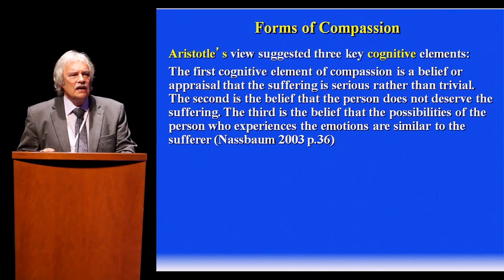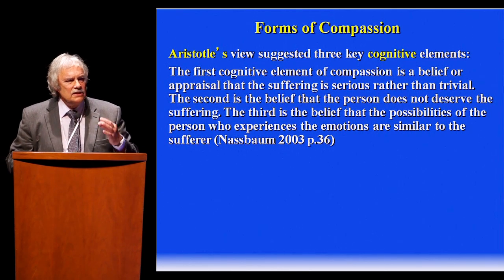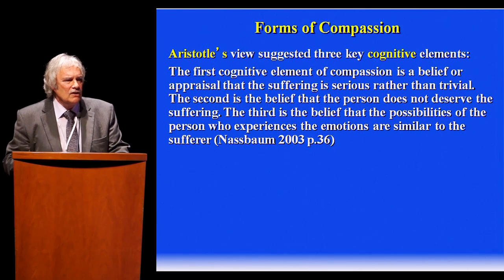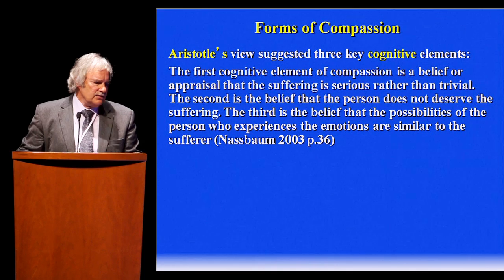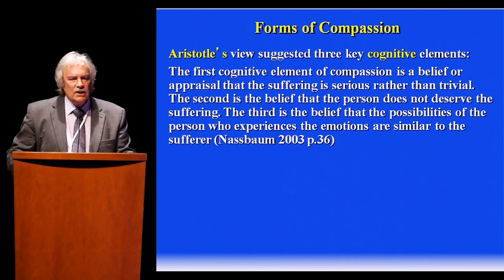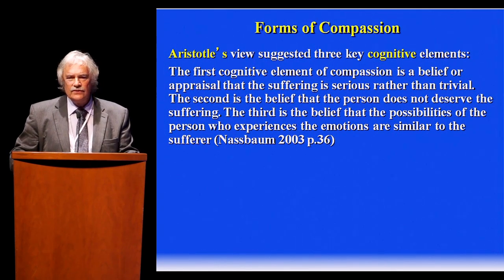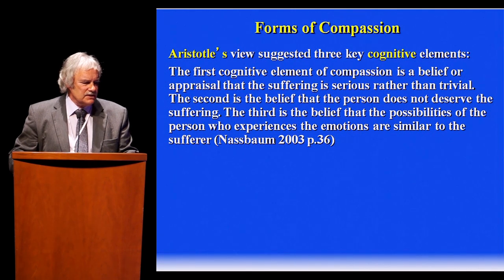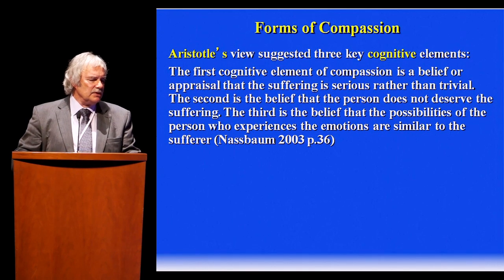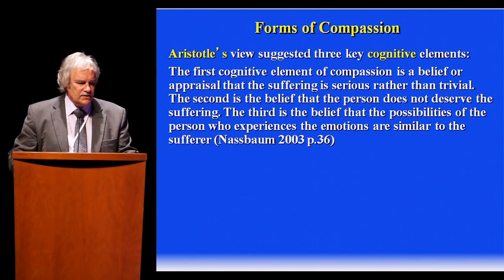And if we think about some of the early ideas of suffering, one of them, of course, is Aristotle's. Aristotle's idea of compassion filters through the European concepts of compassion. He said that compassion is based on a number of cognitive elements. The first is the belief that the suffering is serious and not trivial, and he gave various examples for that. The second is the belief that the person does not deserve to suffer. Now that's an interesting concept because the issue of deserve comes up time and again when we think about suffering. And the third is the belief in the possibility that the person who experiences the emotion is similar to the sufferer, and that's the empathic dimension.